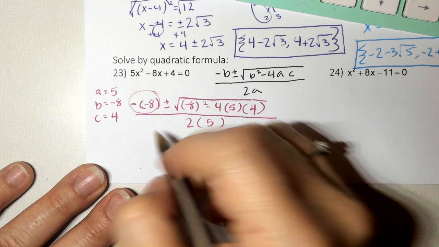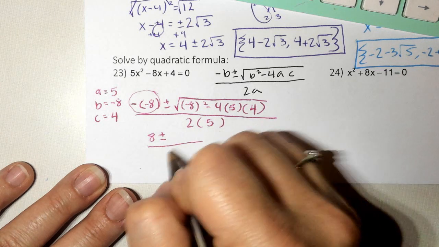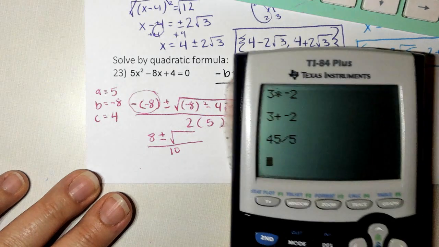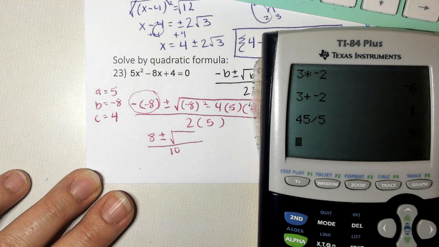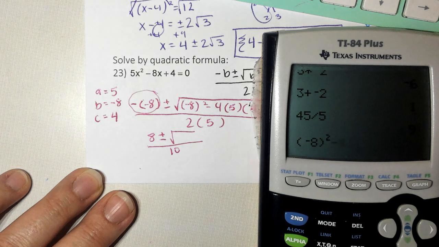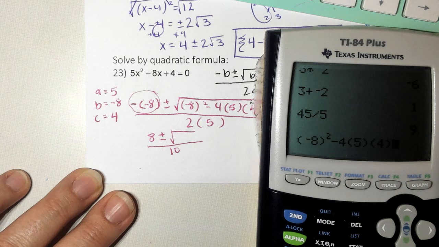So 2 negatives makes a positive, so I have 8 plus or minus 2 times 5 is 10. That's another spot. And then I just do what's under the house. Now do not type the house. So watch, I'm going to zoom out a little bit so you can see everything. So I'm going to type negative 8 squared minus 4 times 5 times 4. So you'll notice I did not type the square root symbol.